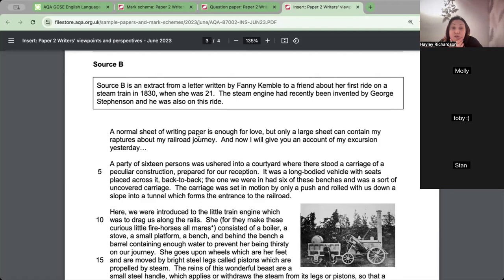Victorian. So source B is an extract from a letter written by Fanny Kemble to a friend about her first ride on a steam train in 1830 when she was 21. The steam engine had recently been invented by George Stephenson, and he was also on this ride.